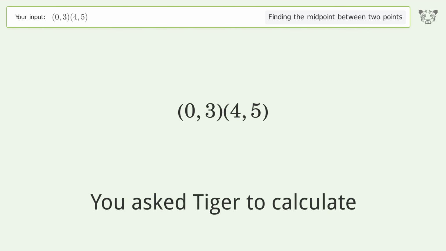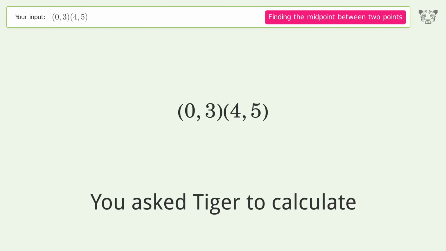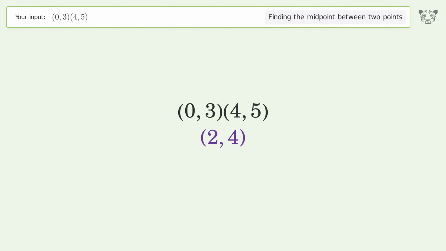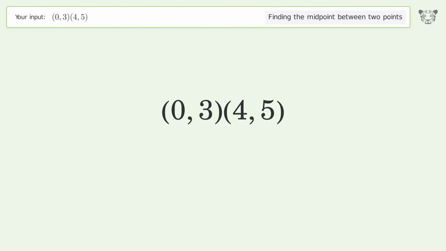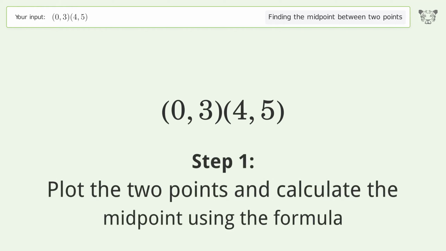You ask Tiger to calculate. This deals with finding the midpoint between 2 points. The midpoint between the 2 points is 2, 4. Let's solve it step by step. Plot the 2 points and calculate the midpoint using the formula.